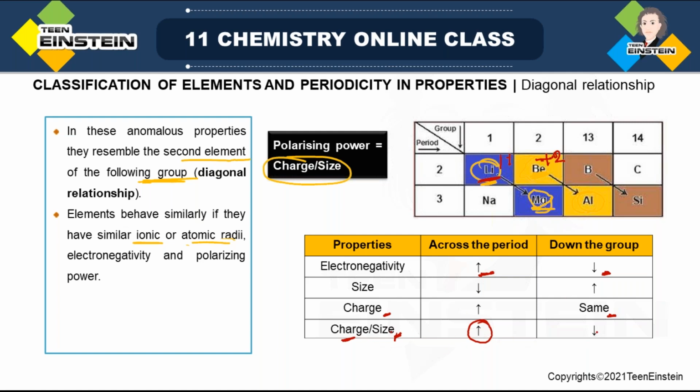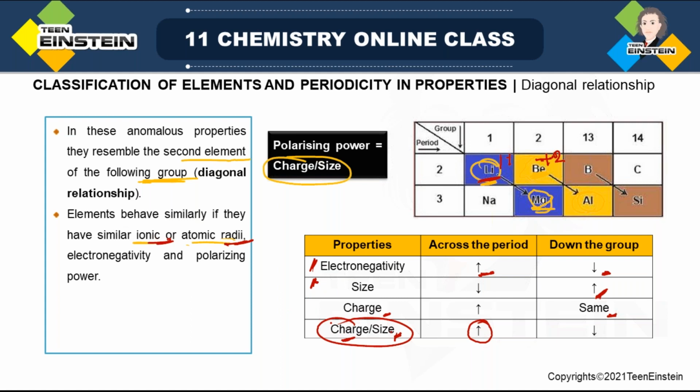And charge by size decreases down the group, because size increases down the group and charge remains the same. That means the numerator is fixed and the denominator is increasing, so charge by size will decrease. So these are the orders for these four properties. And it is already mentioned that elements will show similar properties when their sizes are similar, electronegativity is similar, and this ratio is similar.